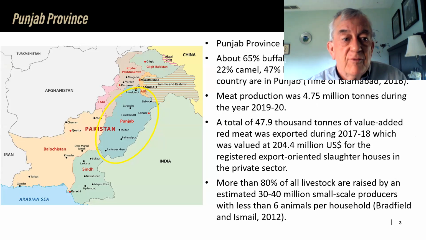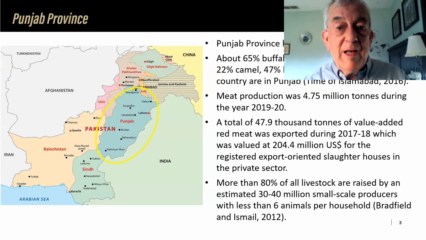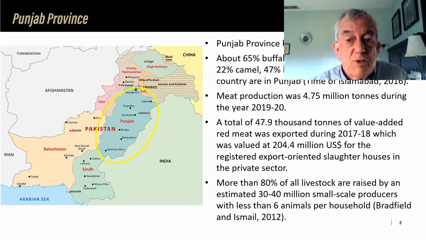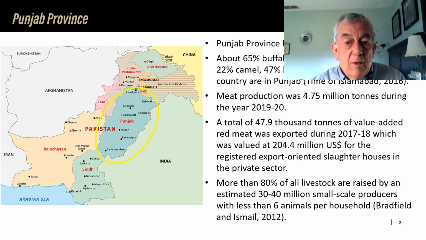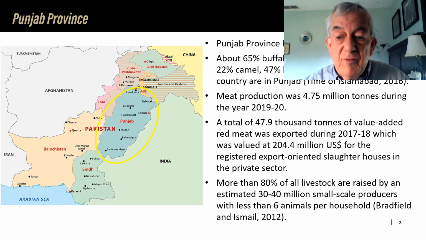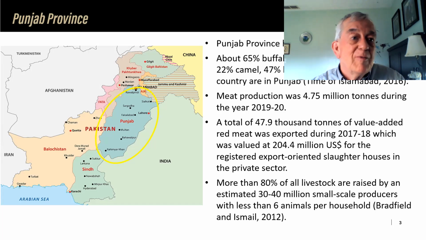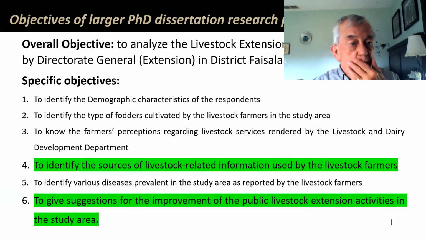Within this country of Pakistan, the most populous and most engaged part of the university, the government culture is in Punjab. This is where most of the cattle, the buffalo, the activity as far as livestock production and meat production are located. A tremendous amount of rural people rely on food through animals and red meat, as this slide depicts with statistics from the dissertation and the research results. 80% of all livestock are raised by an estimated small scale farmers. So really this is an extension presentation on how the government extension program reaches smallholders in rural Punjab district.